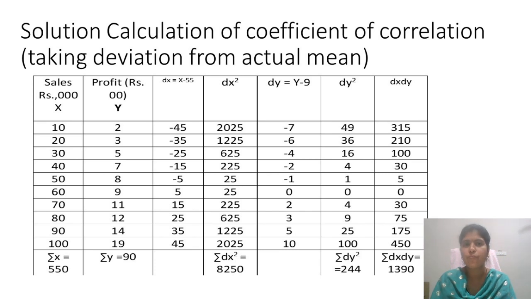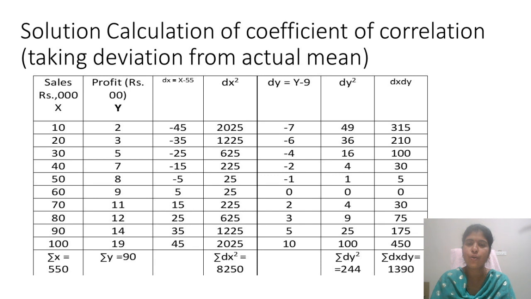Now the dx square column, that is 45 square is 2025, 35 square is 1225, 25 square is 625, 15 square is 225, 5 square is 25, 5 square is 25, 15 square 225, 25 square 625, 35 square 1225, 45 square is 2025. Total of sigma dx square is 8250. That is your fourth column.